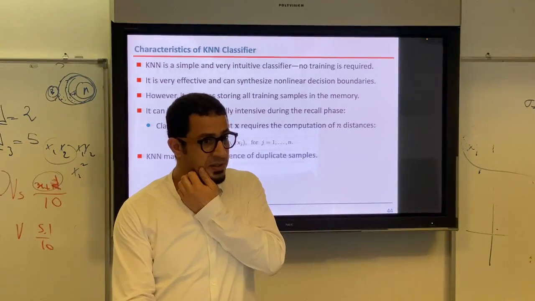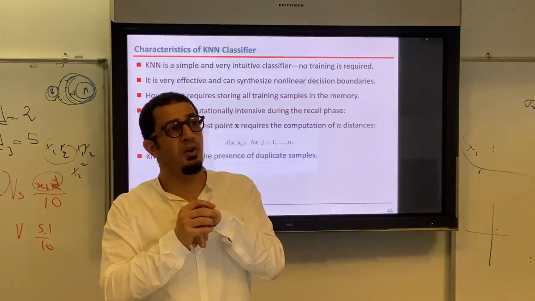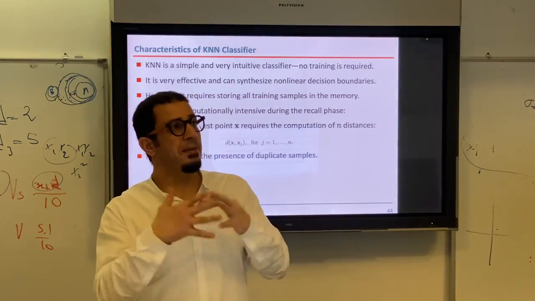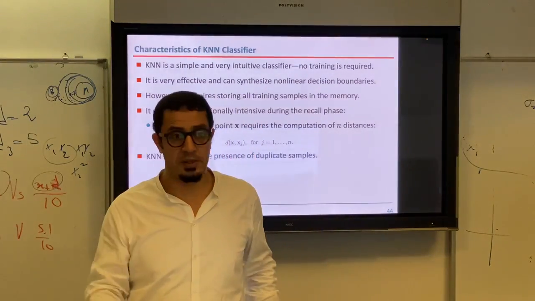KNN may fail in the presence of duplicates. If the data is duplicated, some people use data augmentation or upsampling, they repeat the data as itself. So this is not the right thing to do always.